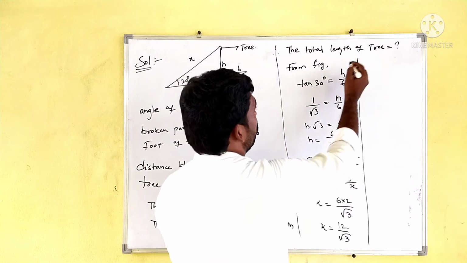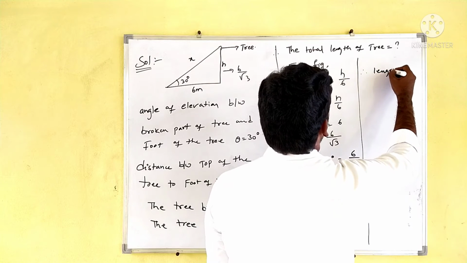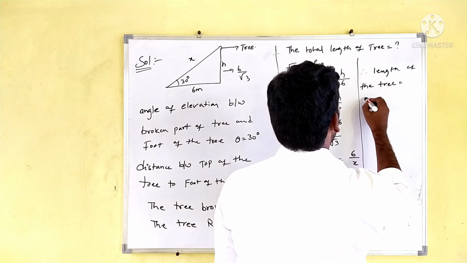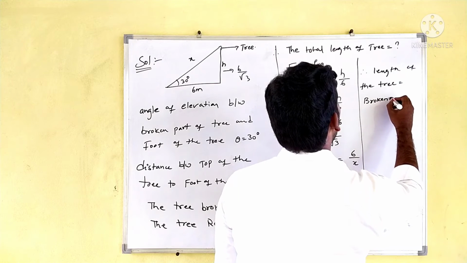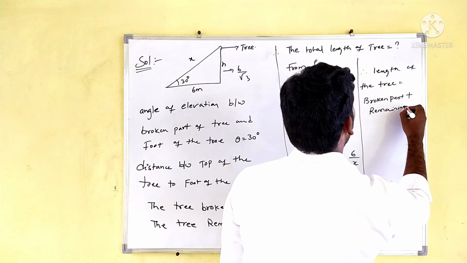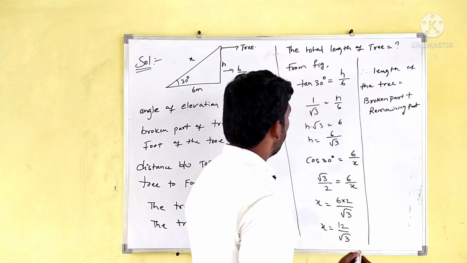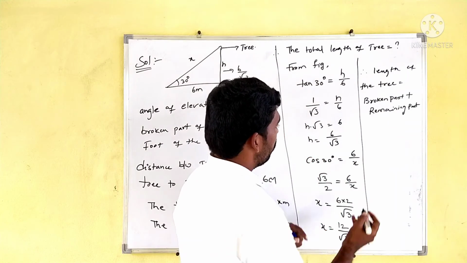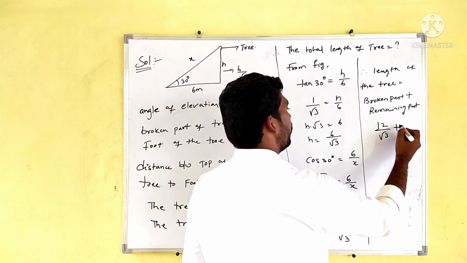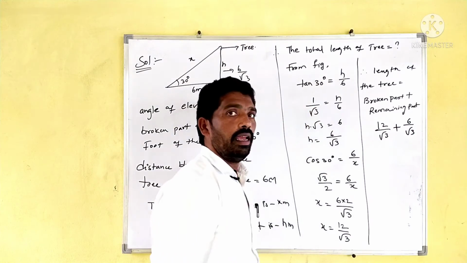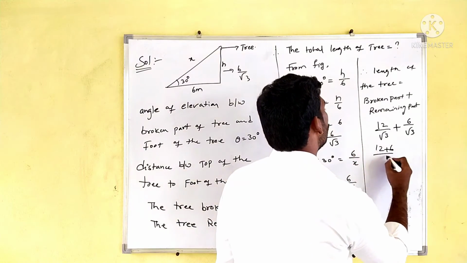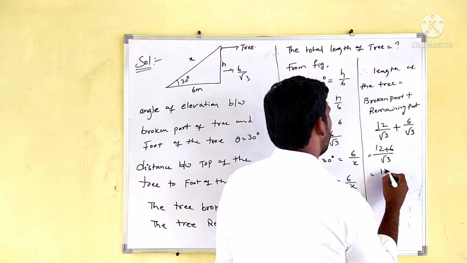Therefore, the length of the tree is equal to the broken part plus the remaining part. The broken part is 12/√3 plus the remaining part h, which is 6/√3. When denominators are the same, you add the numerators: 12 plus 6 over √3, which equals 18 by root 3.